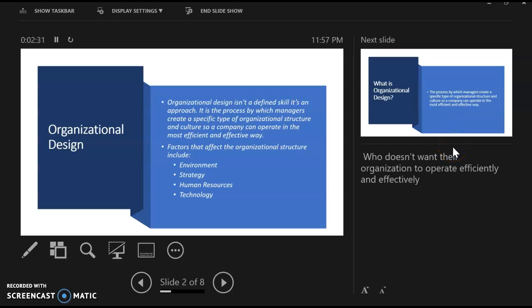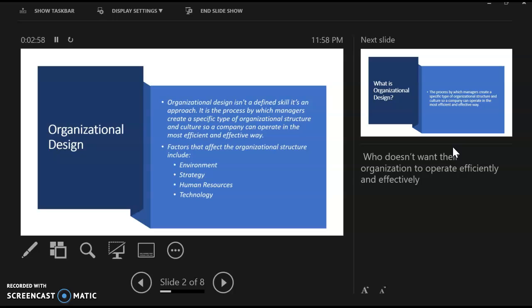What is organization design? Organization design is a defined skill and an approach. It is the process in which managers create a specific type of organization structure and culture so that companies can operate in the most efficient and effective way. Factors that are affected by environment structures include environmental strategies, human resource, and technology.